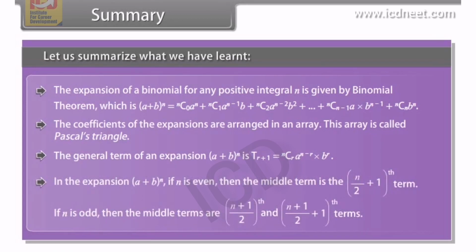In the expansion (a + b)^n, if n is even, then the middle term is the (n/2 + 1)th term. If n is odd, then the middle terms are the ((n+1)/2)th and the ((n+1)/2 + 1)th term.